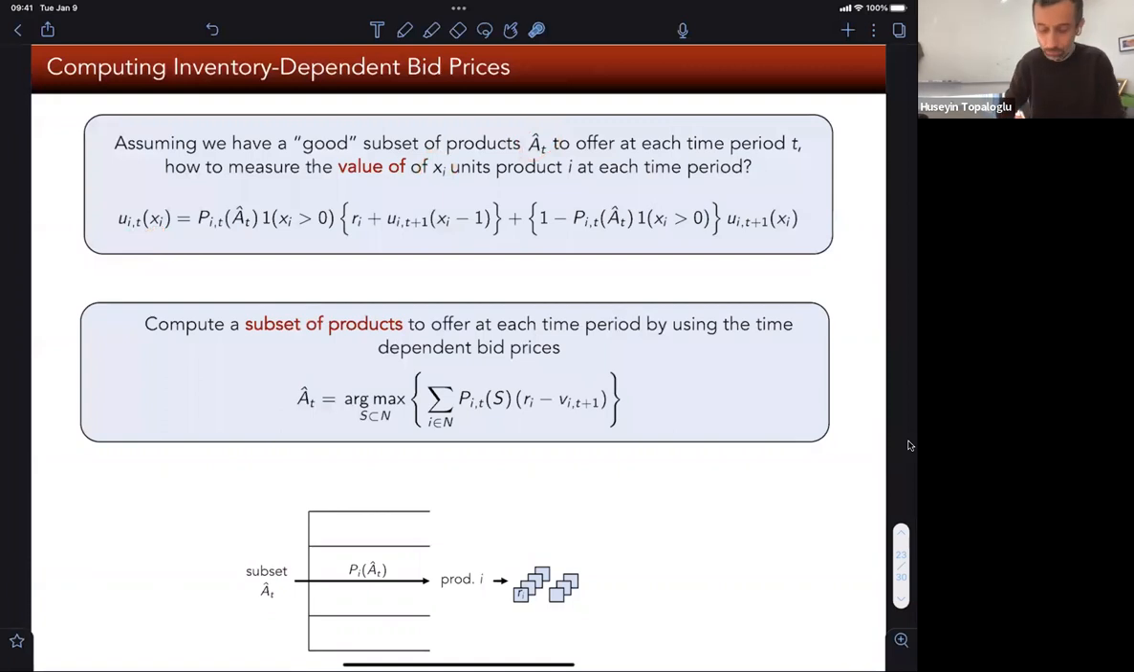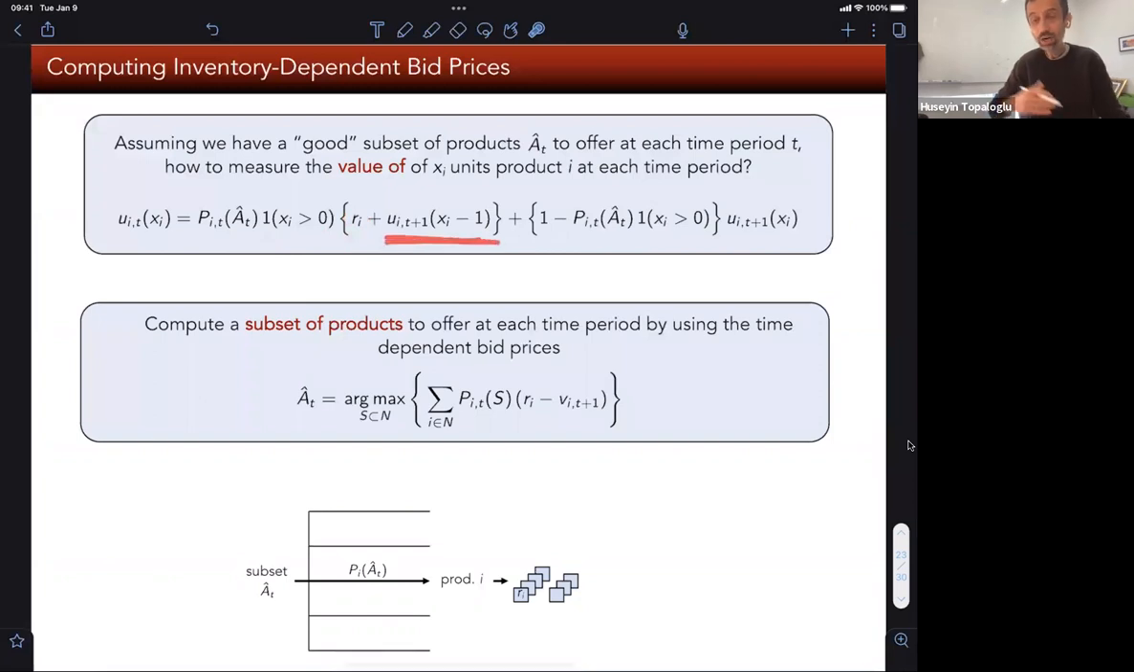Well, here's what I'm going to do. I'm going to offer my good assortment, my ideal assortment. If I offer my good assortment, this is the probability that a customer is going to go for product I. If the customer goes for product I, and if I still have inventory for product I, I'm going to make a revenue from product I, or I. Then I'm going to walk into the next time period with 1 less unit of inventory for product I.